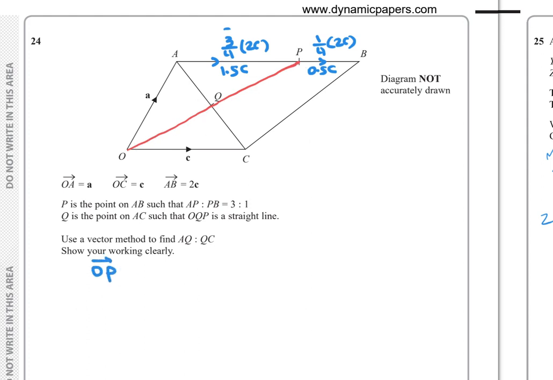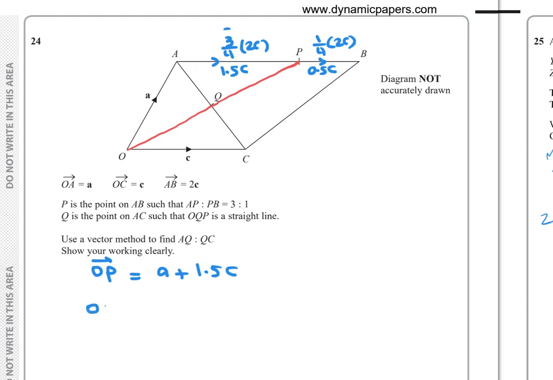Vector OB equals OA plus AB, so A plus 1.5c. OQ equals OA plus AQ, so A plus AQ. AQ is part of AC. We can call this part K, a fraction of AC. So we can say that AQ equals K times AC.